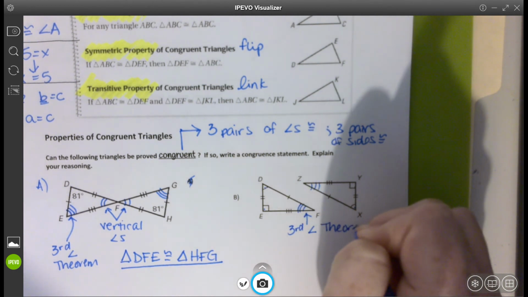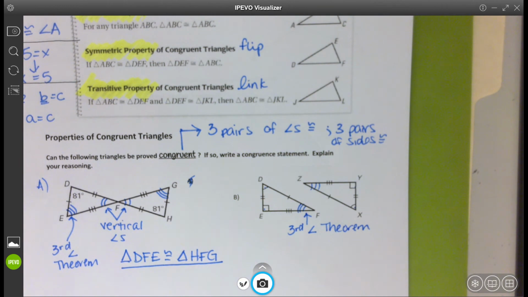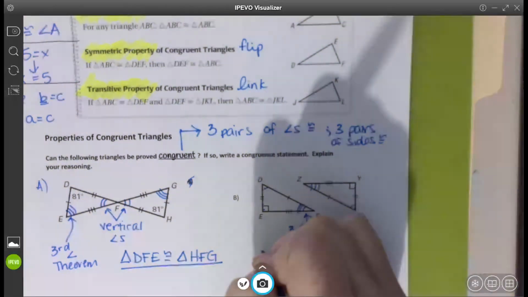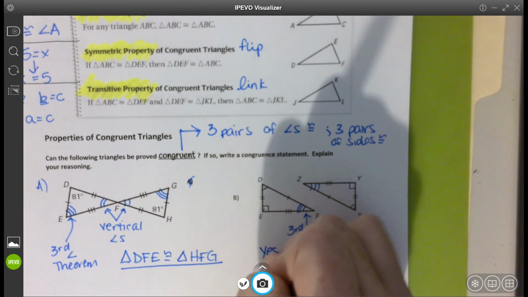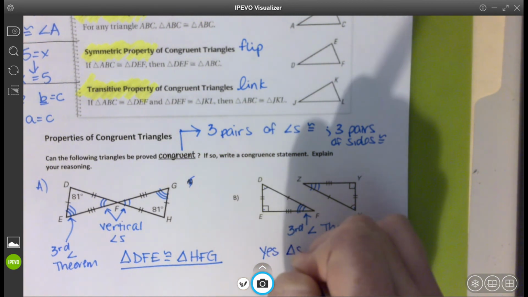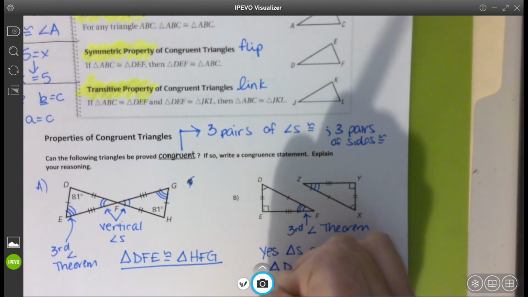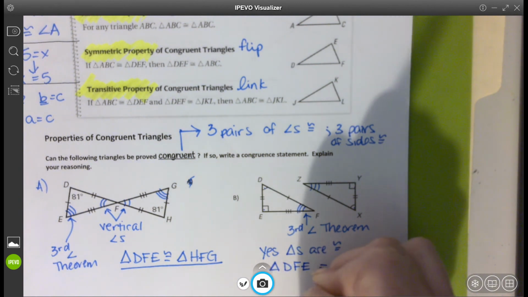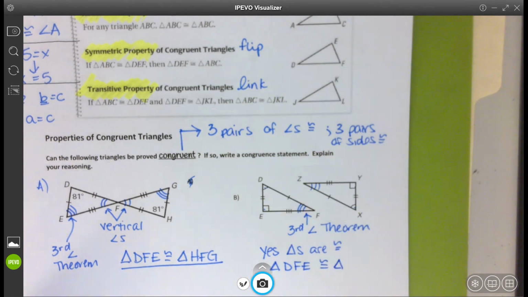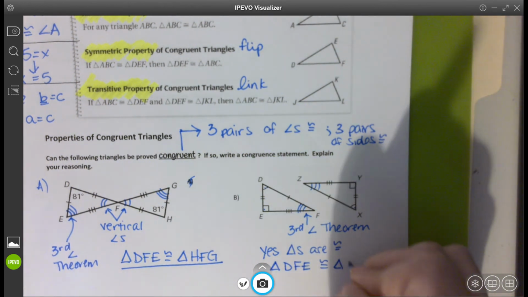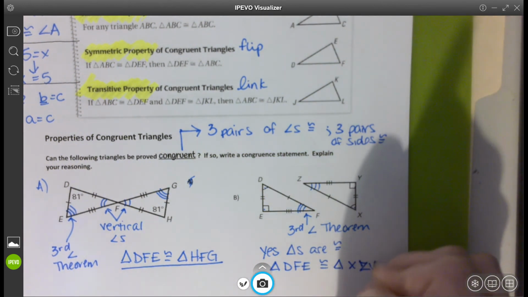So again, every marking needs to be justified. So if you're adding a marking, you need to be able to support why you marked it off. So I can say, yes, triangles are congruent. And I can say triangle DFE is congruent to triangle XZY. Remember, order does matter.